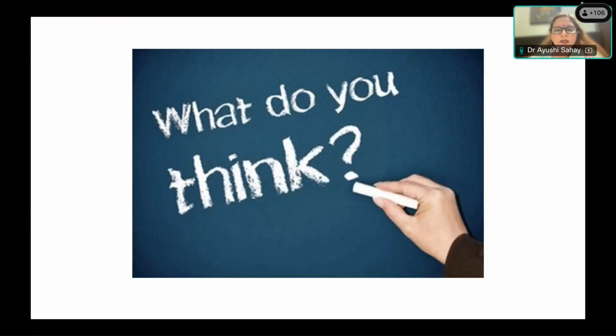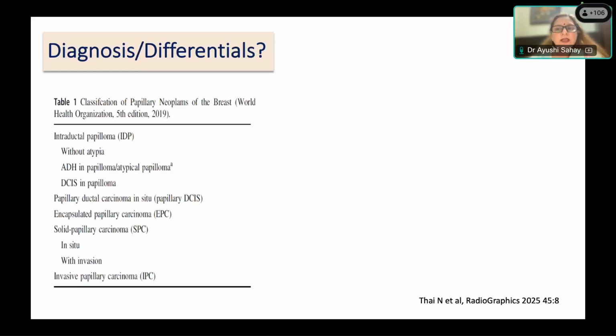So here there is a differential of a papillary neoplasm. As Anthony said, there is a differential of papillary neoplasm, and there are multiple entities that can be present in the differential. You can have intraductal papilloma without atypia, or intraductal papilloma with atypia. That is, you can have ADH arising in it, atypical ductal hyperplasia. You can have DCIS arising in a papilloma. You can have papillary DCIS, encapsulated papillary carcinoma, solid papillary carcinoma in situ or with invasion, and invasive papillary carcinoma.